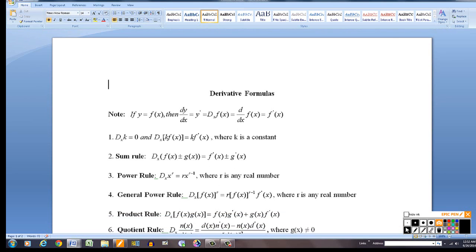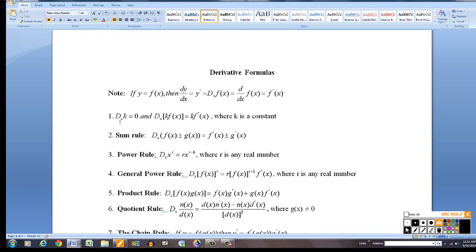For derivatives, first, let's note that if y is equal to f of x, then dy over dx represents the derivative of y with respect to x. Y prime represents the same thing. D sub x of f of x represents the derivative of f with respect to x. And of course, d of f of x over dx represents the same thing. And f prime of x also represents the derivative of the function with respect to x.